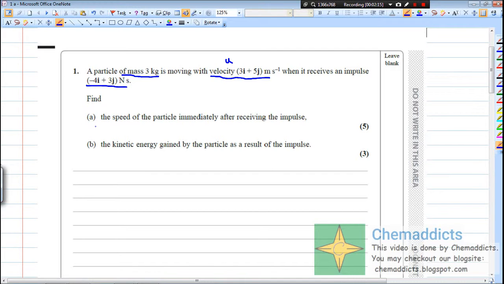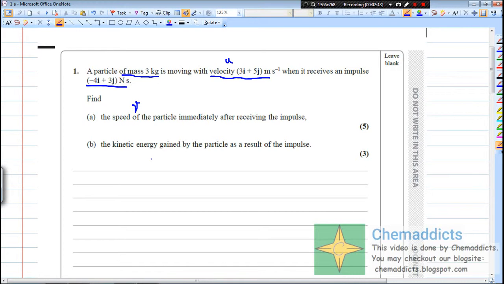Let's read this. Find the speed of the particle immediately after receiving the impulse. So they have asked us to find the final velocity. In other words, they wanted us to find the final velocity after receiving this impulse.